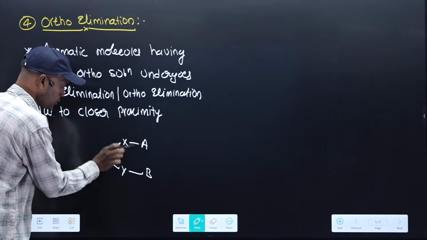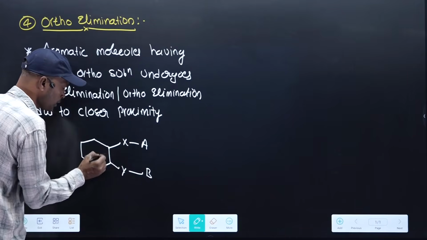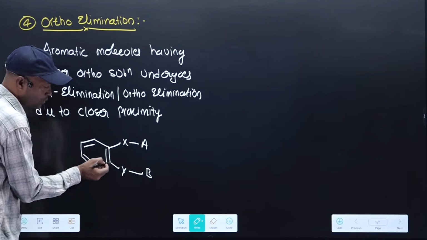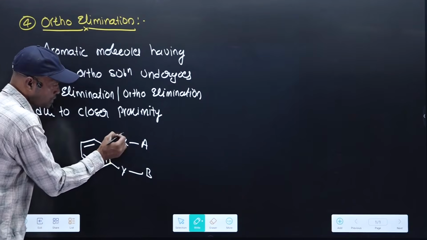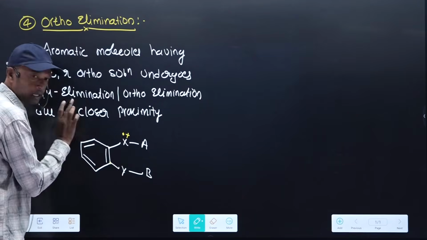Remember what ortho elimination is as I explain. Is it an aromatic molecule or not? Not only aromatic, even open chain is also possible, but it is most commonly applicable to aromatic. Are these two positions ortho to each other or not? Now this is a radical cation. I am assuming that it is a radical cation.